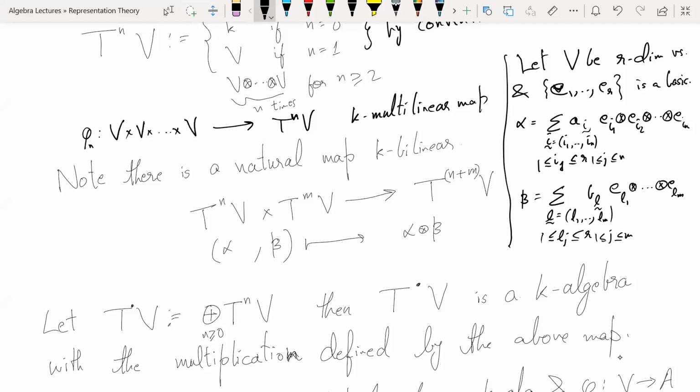If you do the tensor product of these two terms, you just do it term wise. You take e_{i1}, e_{i2} up to e_{in}, you tensor it with e_{l1}, and then further tensor it up to e_{lm}. Then what you get is an element of T. You'll get a basis vector of T^{n+m} V.